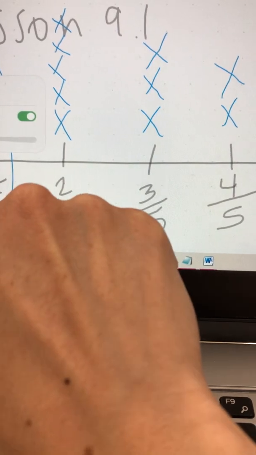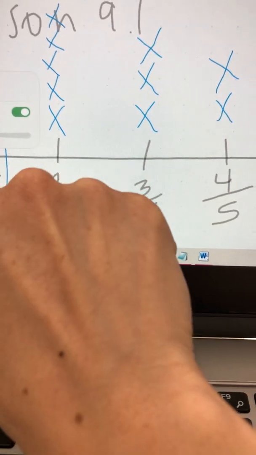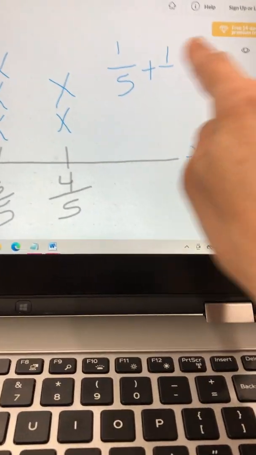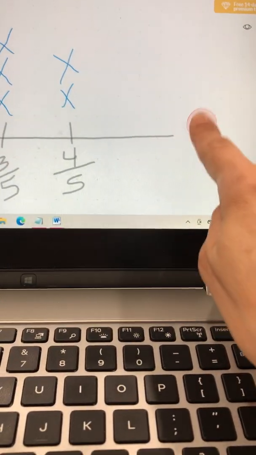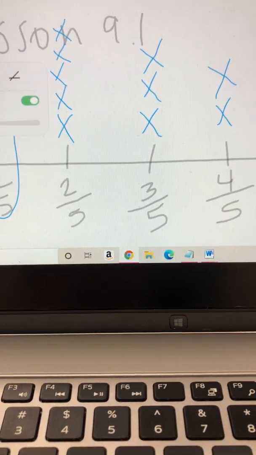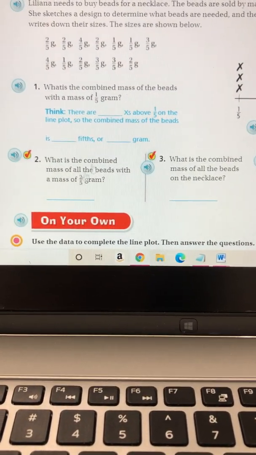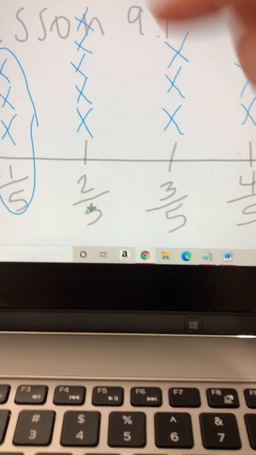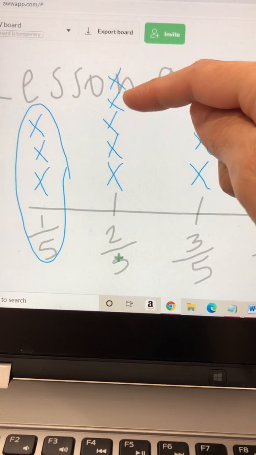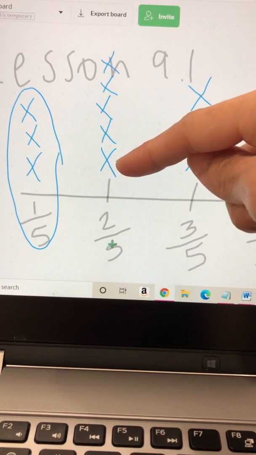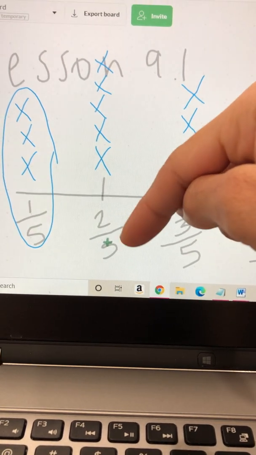So coming back over here, let me erase this section here. Okay, and we're gonna add up the 2/5 section. So how many 2/5 do we have? We have 1, 2, 3, 4, 5. So that means I'm gonna add 2/5 5 times.